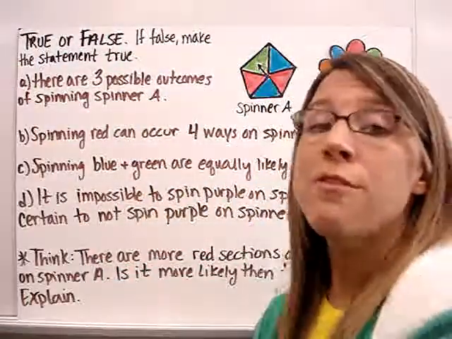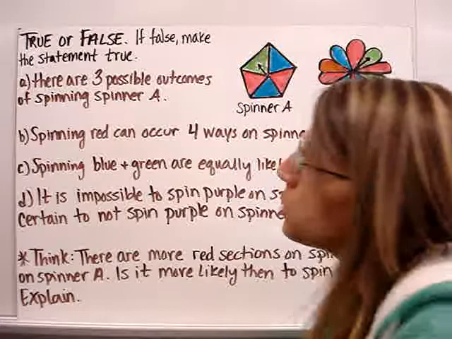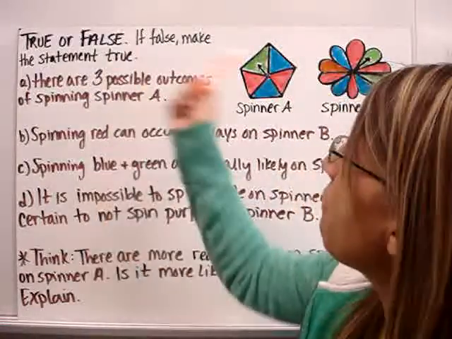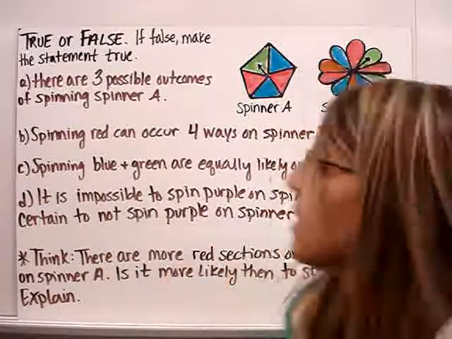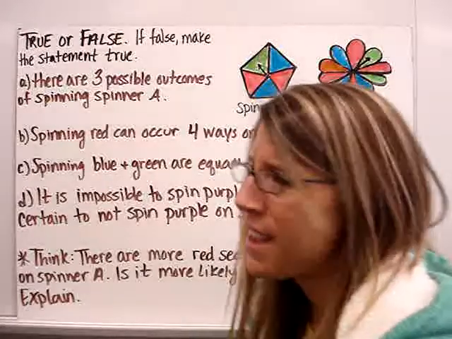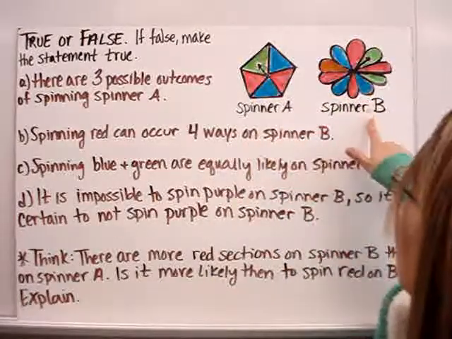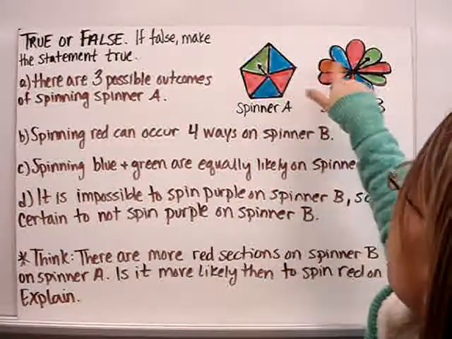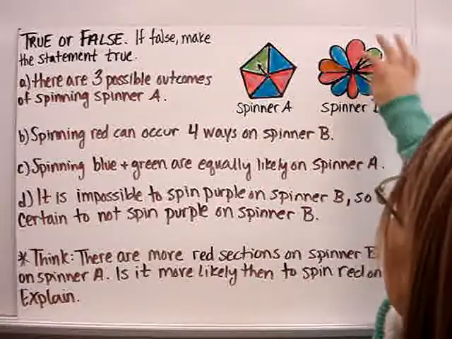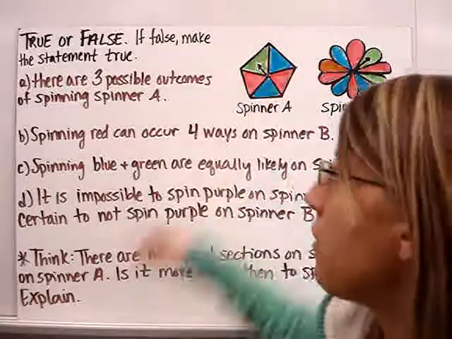Lastly, we have some true or false questions, and these aren't just any true or false questions. They're my favorite kind and your favorite kind. If false, make the statement true. So we have 2 spinners here. Please forgive how ugly they are. I have spinner A and spinner B. This is an orange sector, by the way. So it's orange here, red, green, and blue. This one is green, blue, and red.